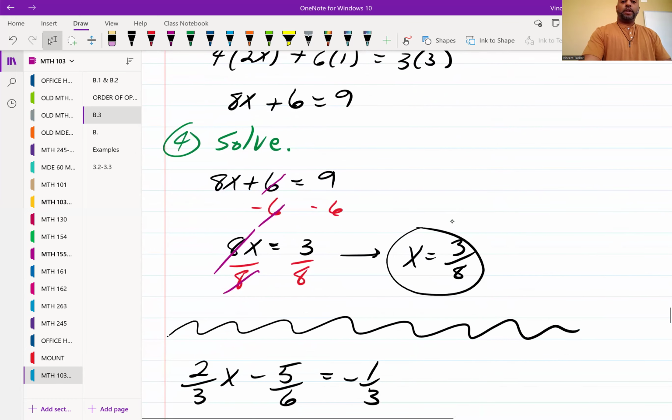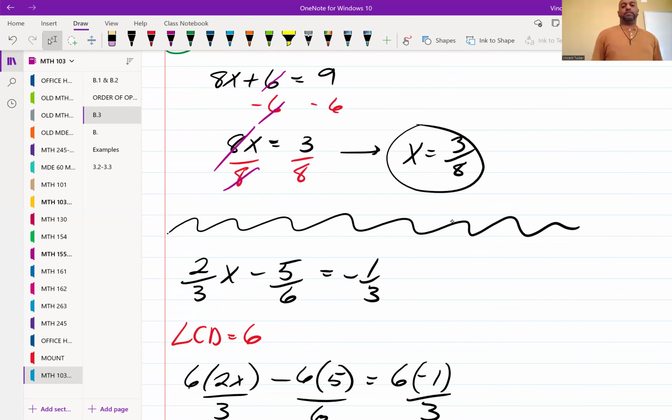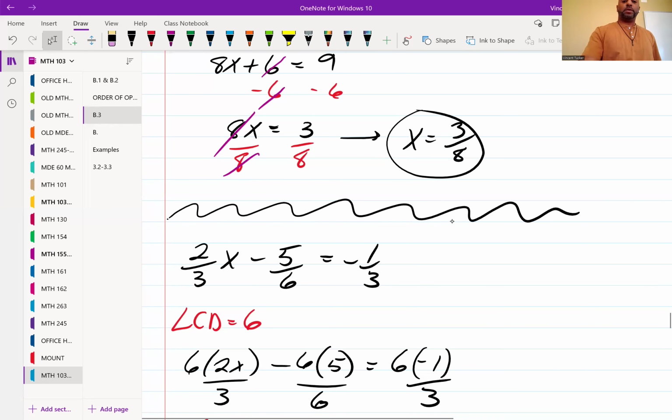All right, let's try it again, make sure we're okay. So this time I didn't just do it step by step with 1, 2, 3, but it's still the same process. First thing you want to do is find your LCD. We have 2/3 x minus 5/6 equal to -1/3. So you follow the stuff that I gave you in the first problem. LCD is what we're looking for.